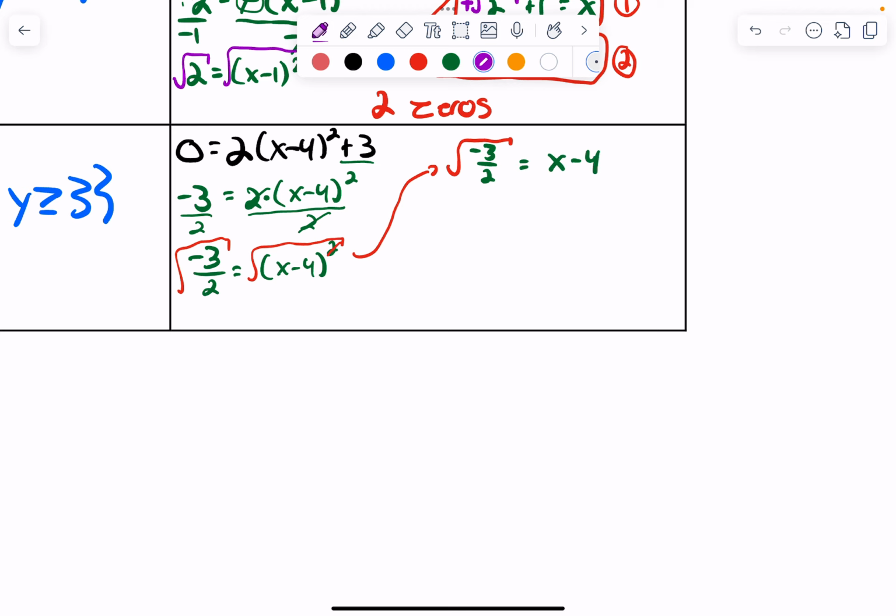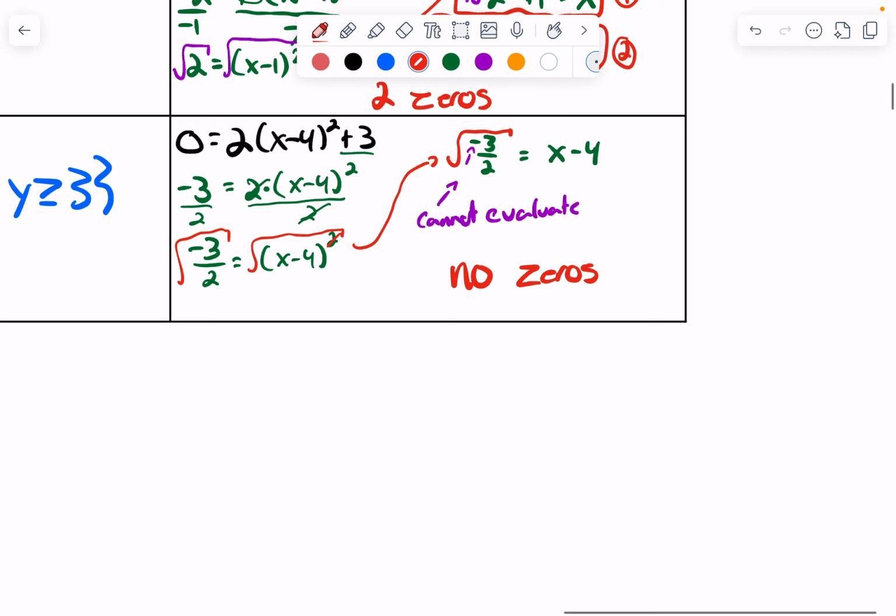But you cannot evaluate this. That's because there is a negative. You can't take the square root of a negative number. So because there is no way to evaluate this, or another way of saying it, no solution, and remember solution and zeros are synonymous with each other, because there's no solution, there are no zeros.